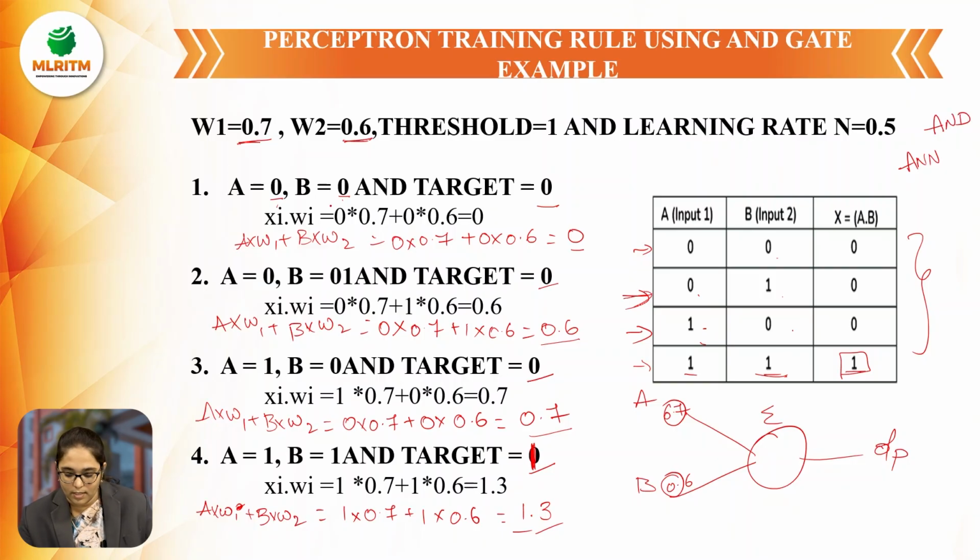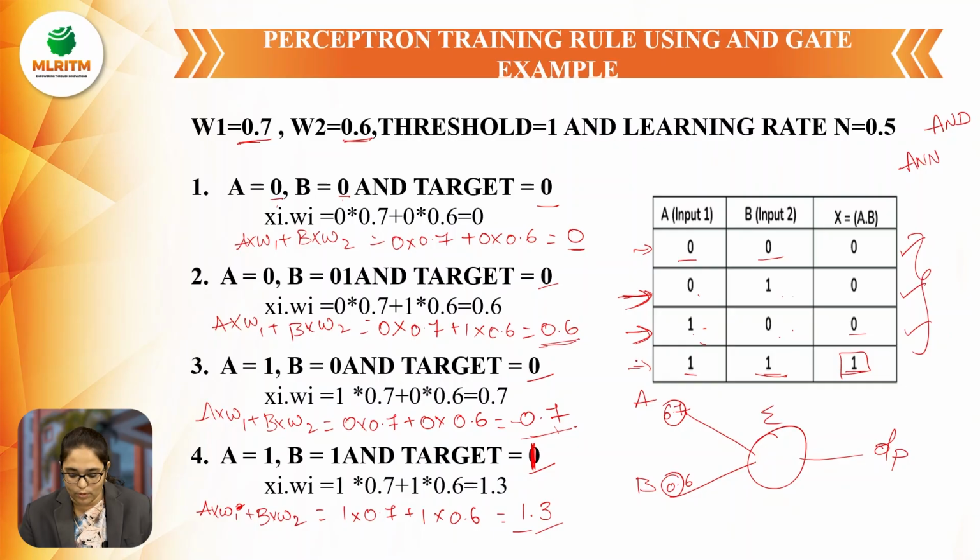So for the first possibility, 0, 0, the actual output is also 0. Here the classification is done perfectly. The second input values are 0 and 1. The actual output we got is 0.6, and we are considering it as 0, so it is also classified perfectly. The third input values are 1 and 0. The targeted output is also 0. The actual output we got is 0.7, and we are considering it as 0. So it is also perfectly classified.